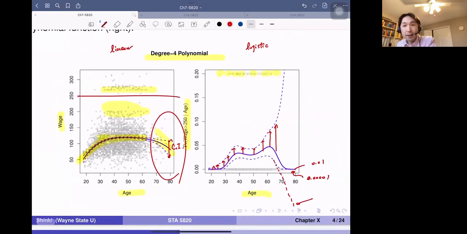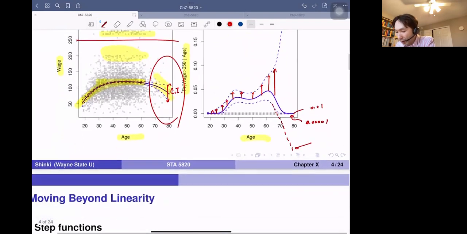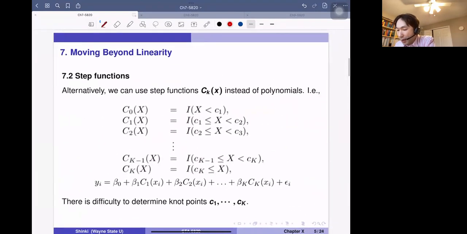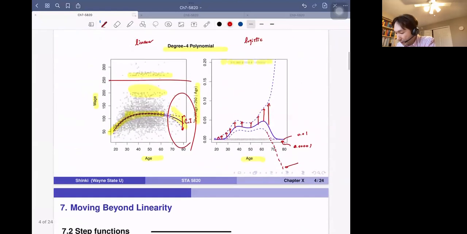So in both cases, polynomial regression is useful, and that has already been done in the past. Do you have any questions?